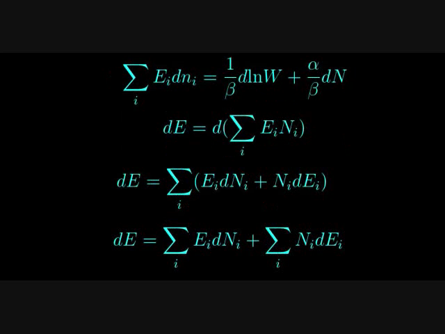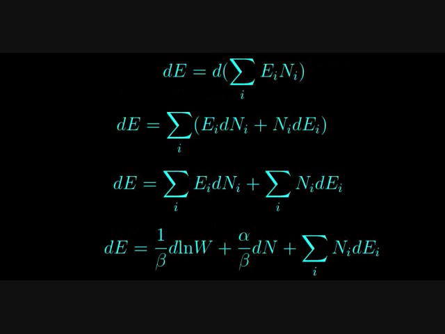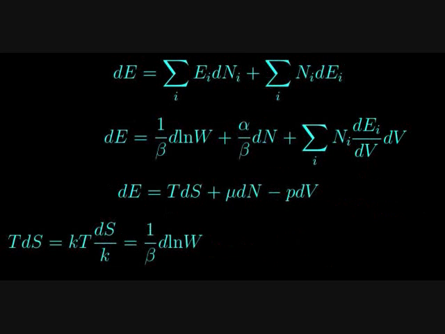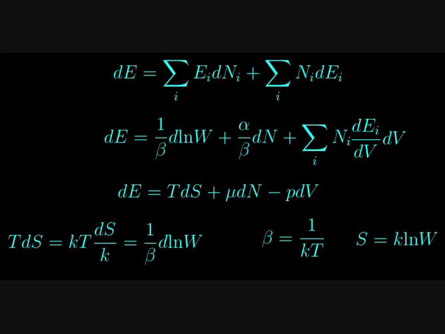Distribute the summation operator. We just proved that the first term is 1 over beta natural log of W plus alpha over beta dN. From thermodynamics, we know that a change in energy can be caused by a change in entropy, a change in particle number, or a change in volume. We have two equations for dE, and we can set the coefficients of each differential equal to each other. However, we cannot set S equal to the natural log of W because S has units of joules per Kelvin, so we must rewrite the TdS term as kT dS over k, where k is Boltzmann's constant, which serves simply as a unit conversion factor. So beta equals 1 over kT, and entropy is k times the natural log of W.